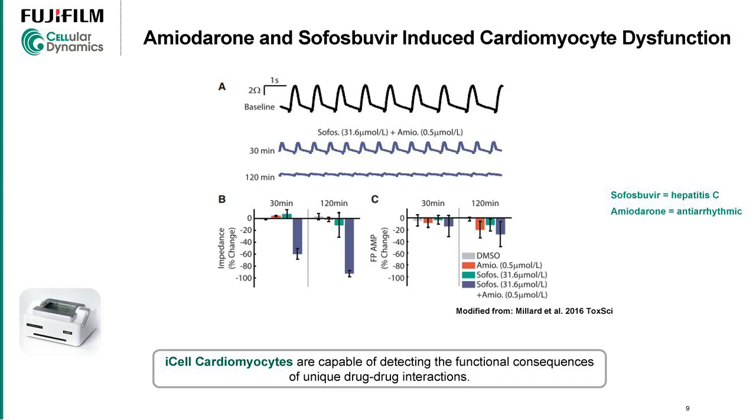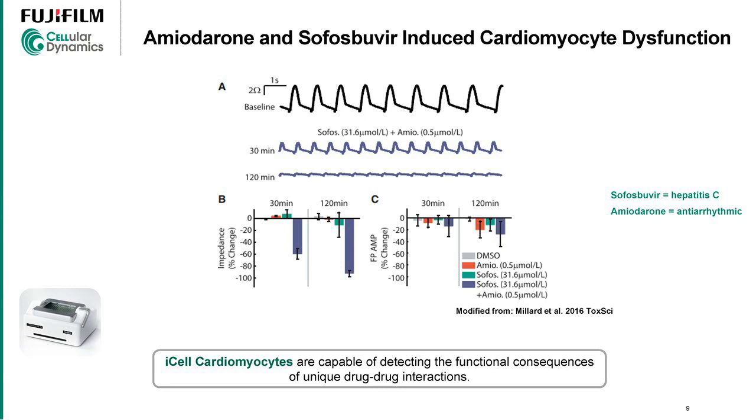I also wanted to mention this amiodarone and sofosbuvir story. This work was published by Millard et al. In this, they're looking at sofosbuvir, which is a hepatitis C compound, and amiodarone, which is an antiarrhythmic, and they wanted to look at the effect of these compounds, their interaction on cardiomyocyte function, using the CardioExcyte 96. So here I'm showing baseline recording, just the stable contractile property of that waveform. And then when you add the compounds, both sofosbuvir and amiodarone, there's a reduction in the impedance amplitude, and there's also changes in the electrical activity, and that's quantified down here in panel B.